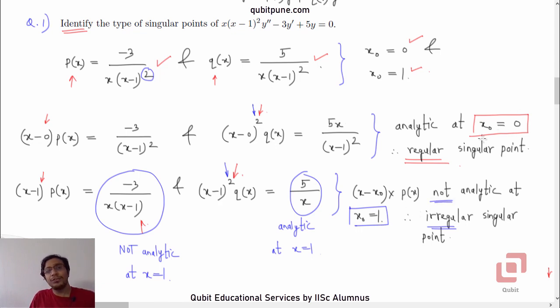So you may get a 2 or 1 mark question based on the identification of the singular points and their classification into regular or irregular singular points.